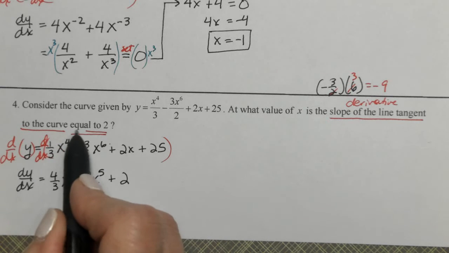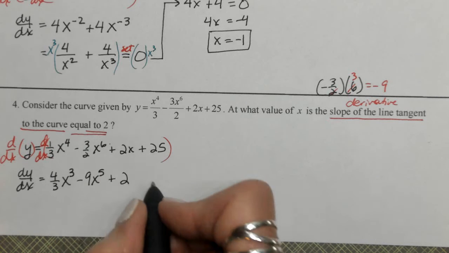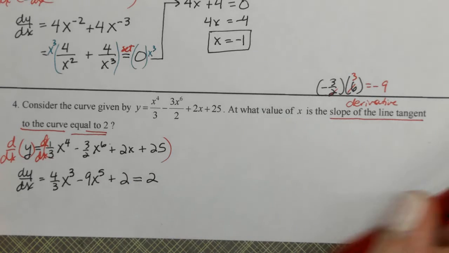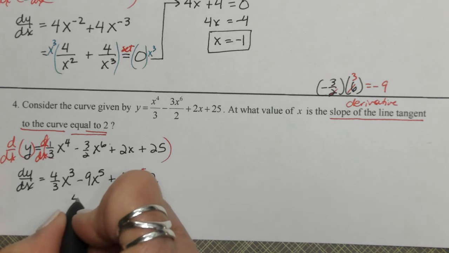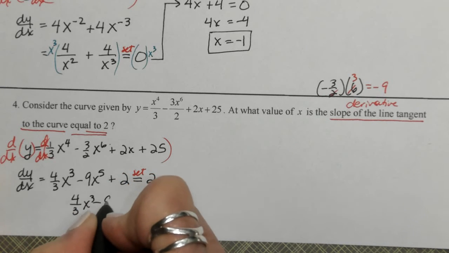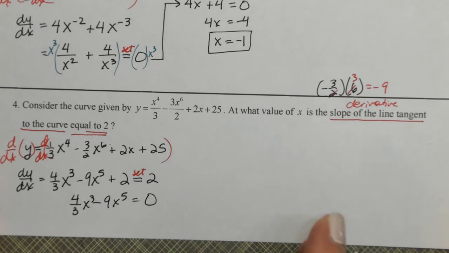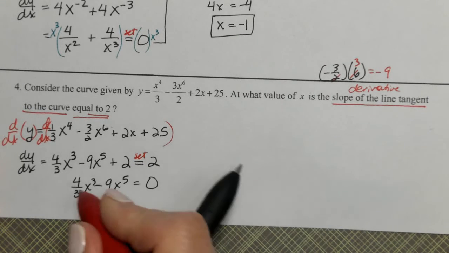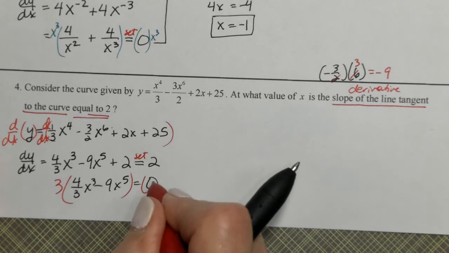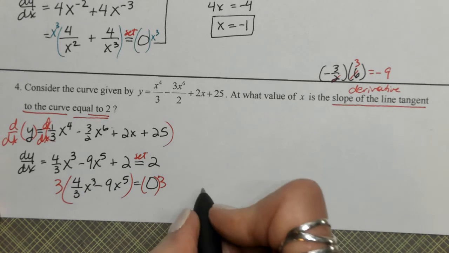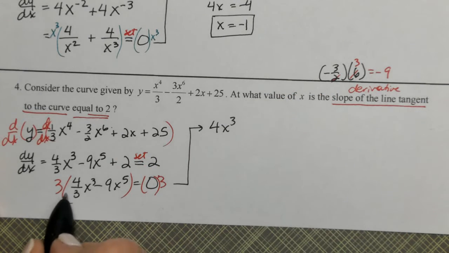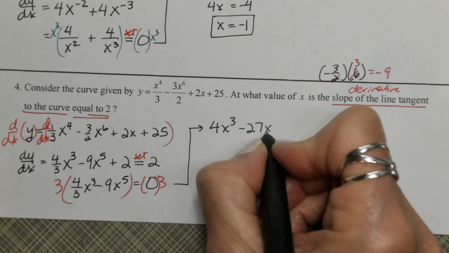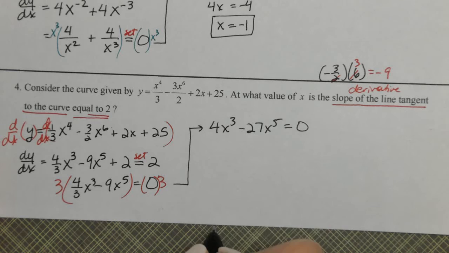We want the slope of the tangent line to be 2, so I'm going to set this equal to 2 and solve for x. When I subtract 2 from both sides, those are gone. That's the first thing I notice about this equation. Now I would probably multiply both sides by 3 to get rid of that little fraction. So I would have 4x cubed, because these 3's cancel out, minus 27x to the 5th is equal to 0.